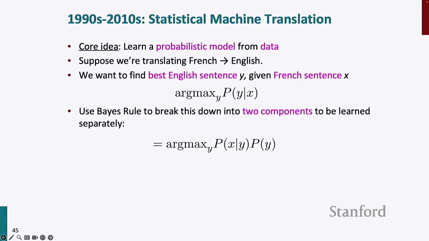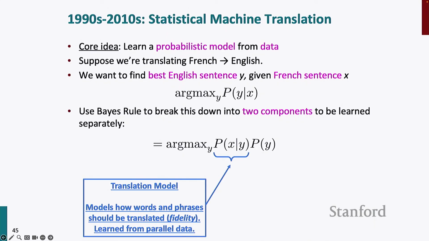And the way it was done at that time was breaking it down using Bayes' rule into two sub-problems. So the probability of the translation given the source is going to be the inverted probability of the source given the translation times the probability of the translation. And you could think that this makes it no simpler because you've just reversed the order of X and Y.